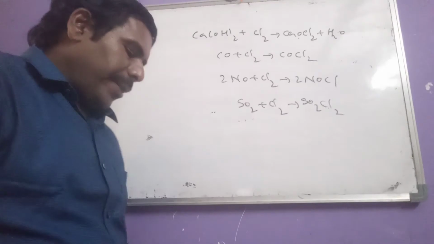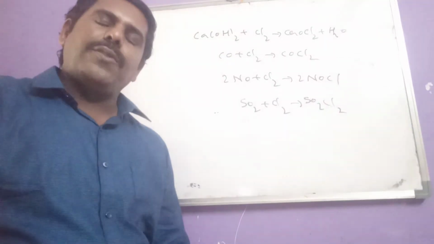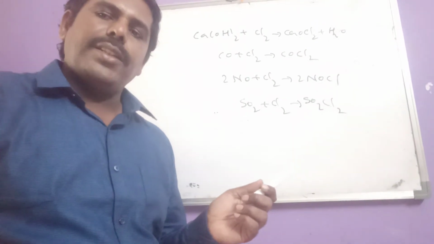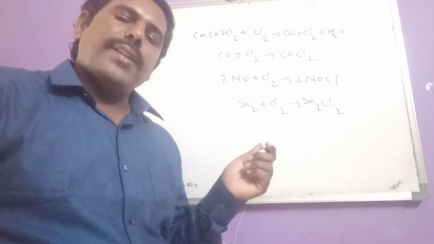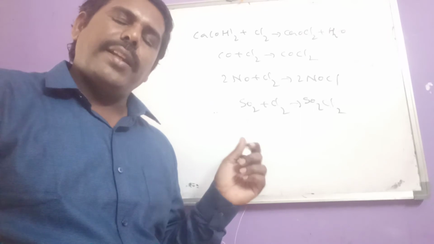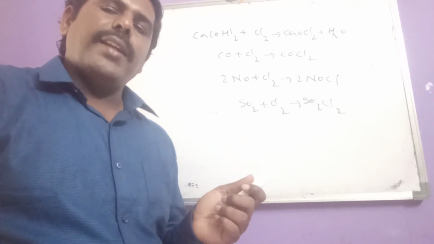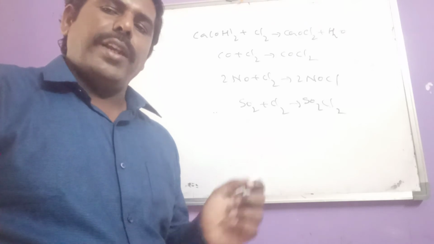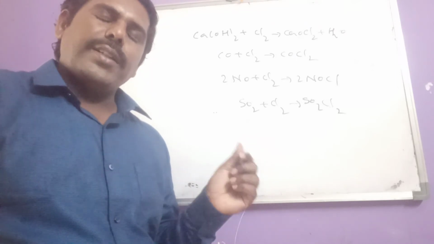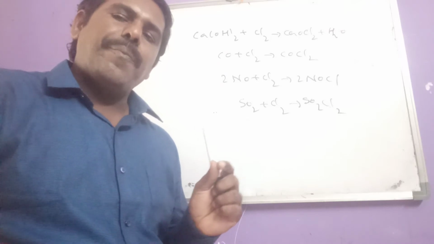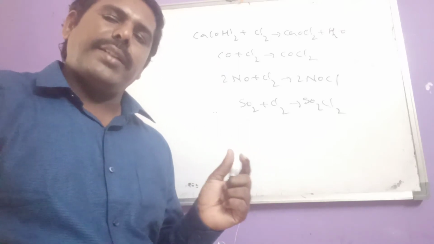So these are the addition products of chlorine. These are some important reactions of chlorine. Of course, some reactions we have discussed in our previous video. You can check that. Okay, then the uses of chlorine. The first important use is that chlorine is used in the purification of water.